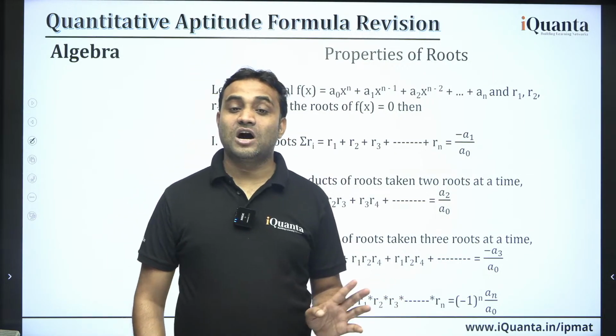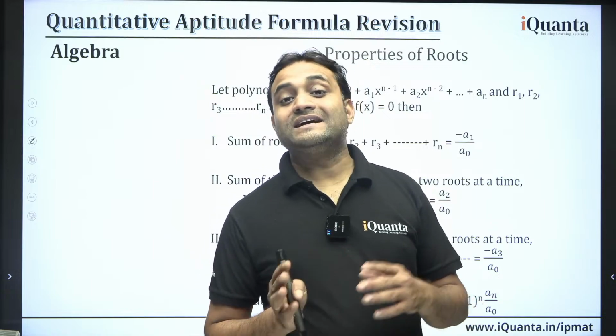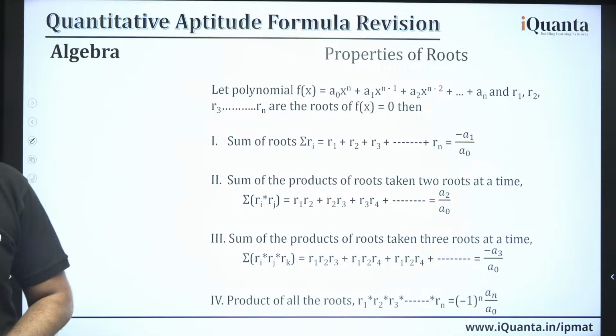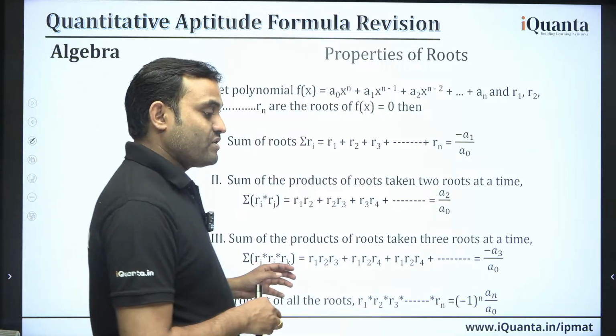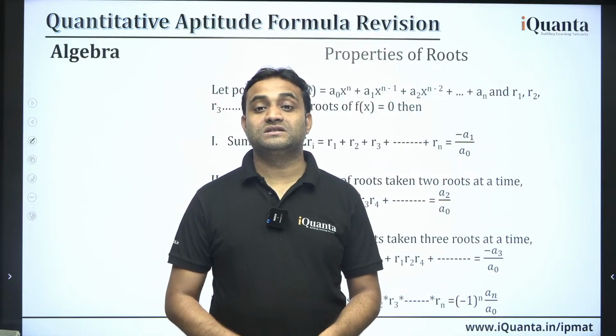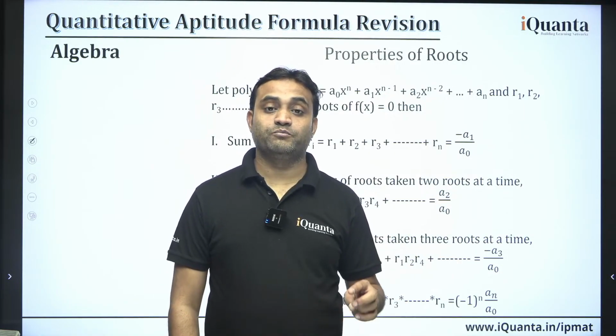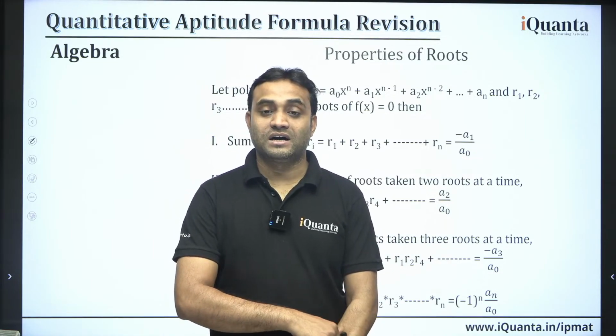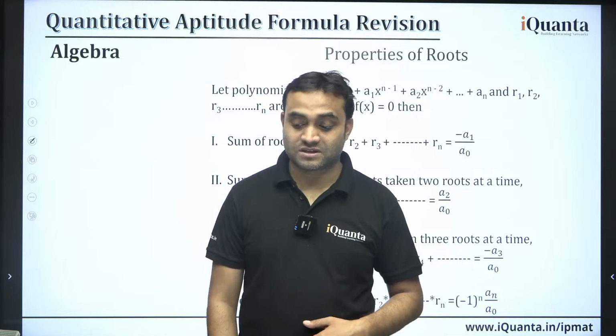Okay, this is how we find the relation between the roots, right? And this is known as properties of roots. What will be the sum when one root is taken? Sum of all the roots has been taken. What will be the sum when the sum of products of two roots, all the possible two roots, are taken? What will be the sum then?